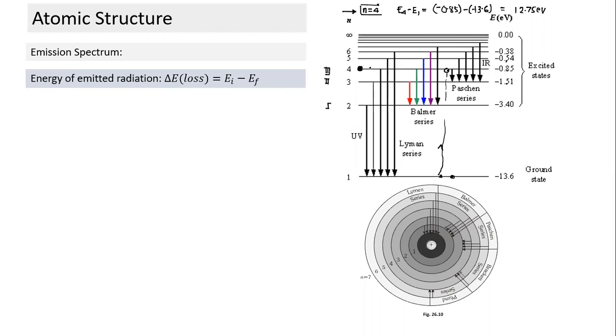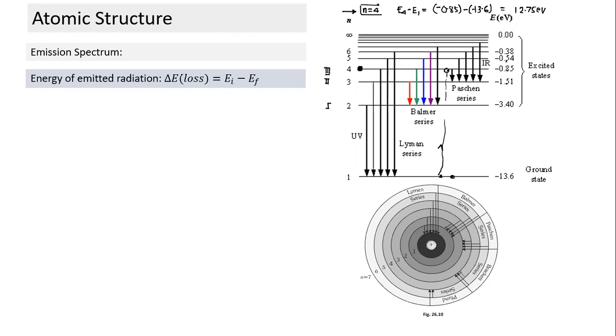And soon after absorption, what will happen? The electron which has gone into n is equal to 4 will come back to the ground state. How many different ways? So let's first understand the emission spectrum. What is the energy of emitted radiation? The energy of emitted radiation is nothing but the loss of energy between two states.